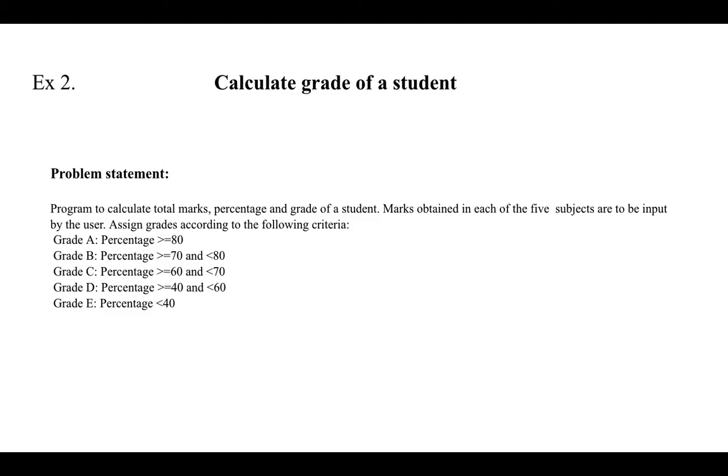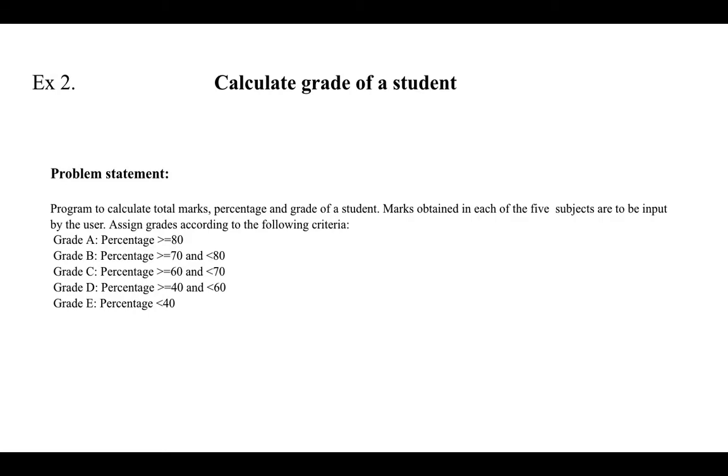Exercise number 2. Calculate the grade of a student. The problem statement is: write a Python program to calculate total marks, percentage and grade of a student. The marks obtained in each of the 5 subjects are to be input by the user. Assign grades according to the following criteria.